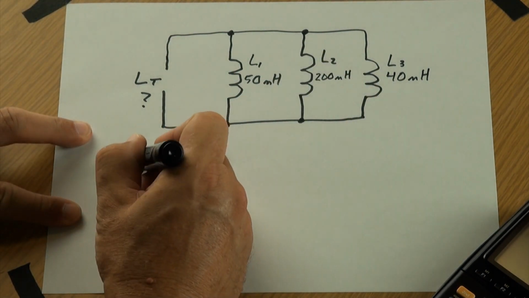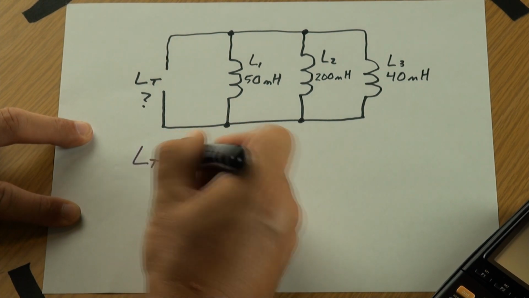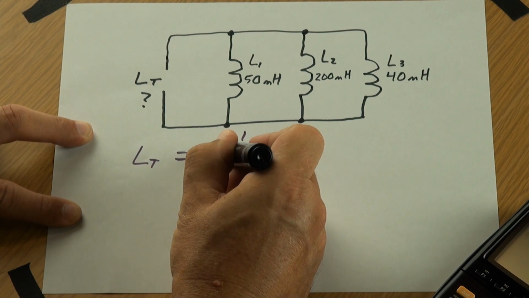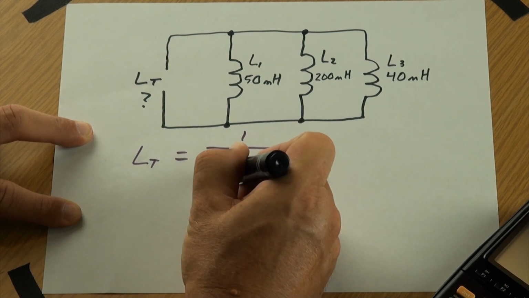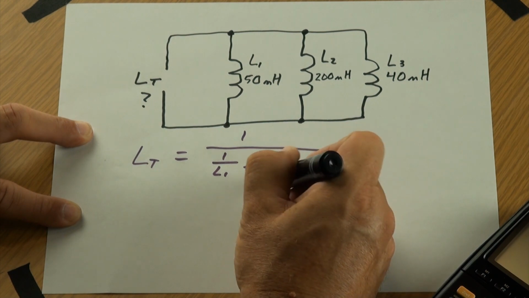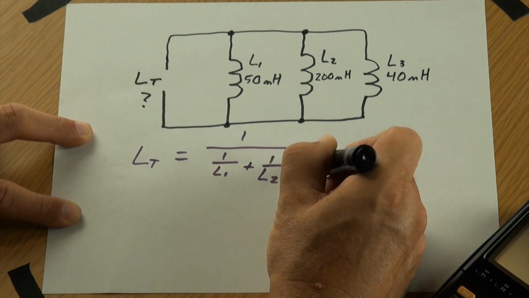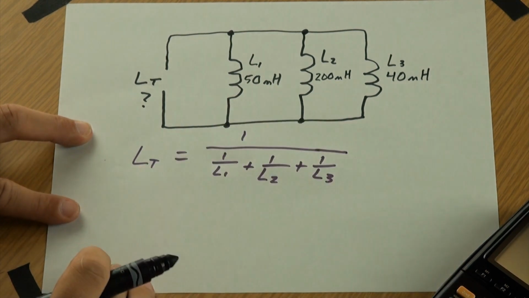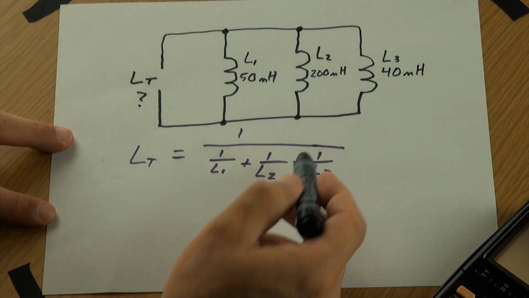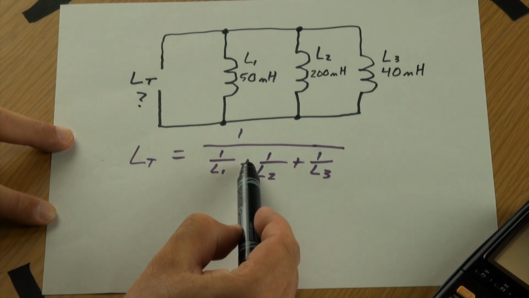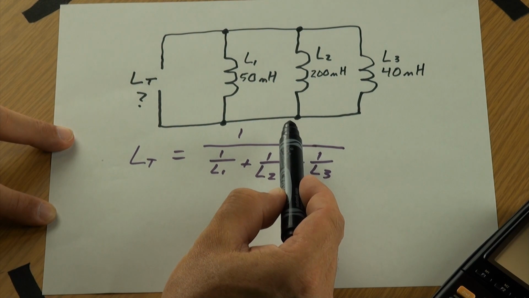We know that the formula says the total inductance is going to be equal to 1 divided by 1 over the first inductance plus 1 over the second inductance plus 1 over the third inductance. So we've got a lot of fractions here. In mathematics we call this a compound fraction, where you have a fraction inside a bigger fraction.